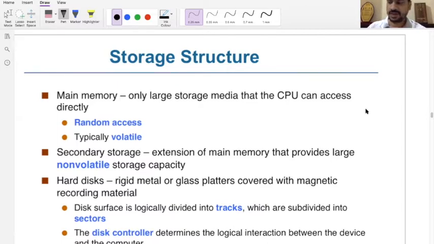The access from the main memory is not a linear access. We have random access. So randomly we can go to any location of the memory and access the data from that location of the main memory.